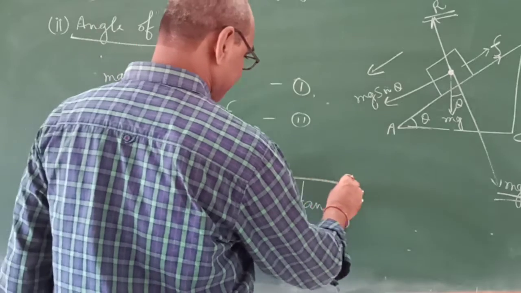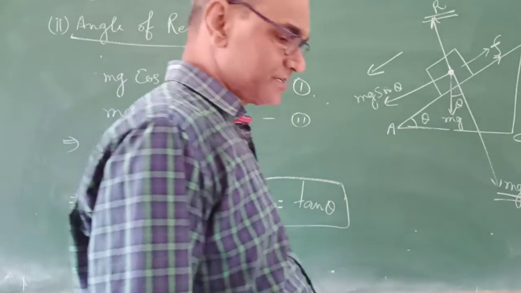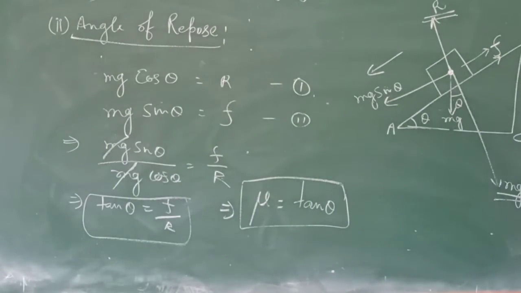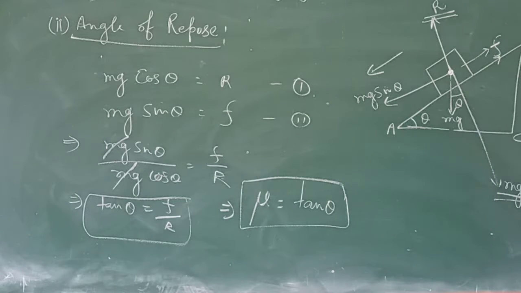And the coefficient of friction is equal to the tangent of the angle of repose. Now you see this diagram. A block of mass m is kept on the inclined plane. The angle of inclination increases so that the block just begins to slide down, according to my definition. Whatever I know, that I explain.